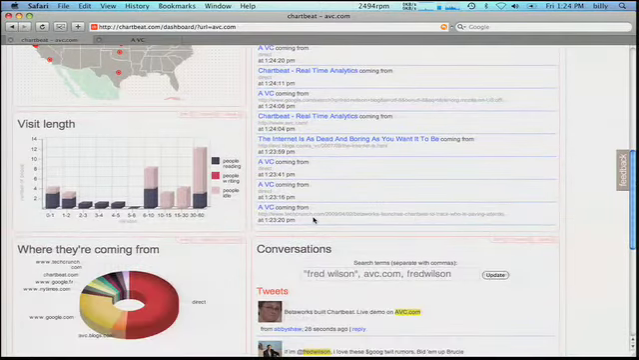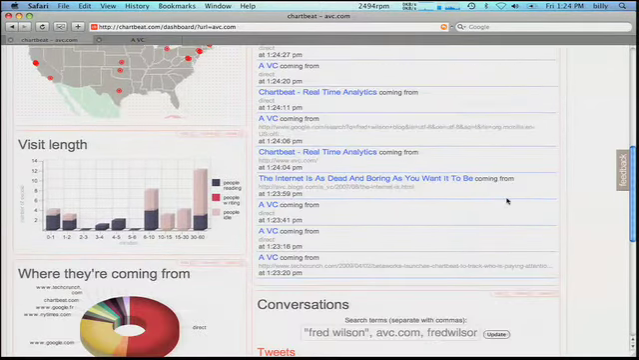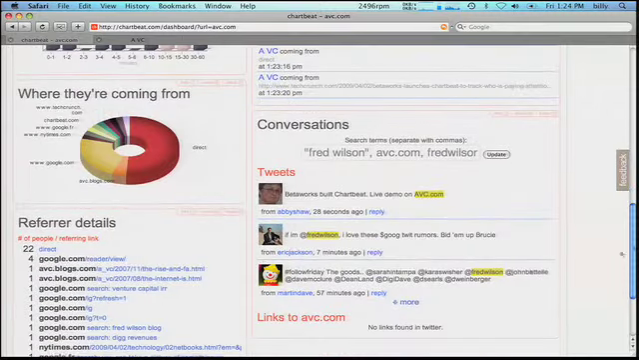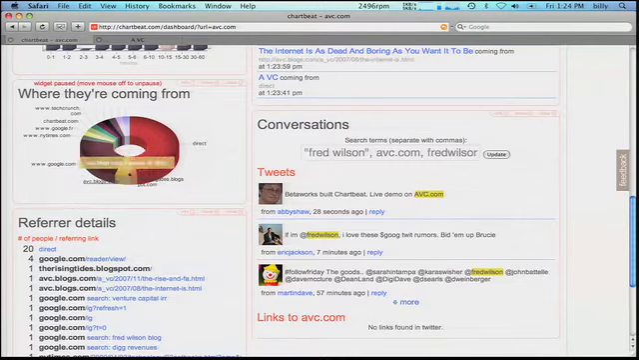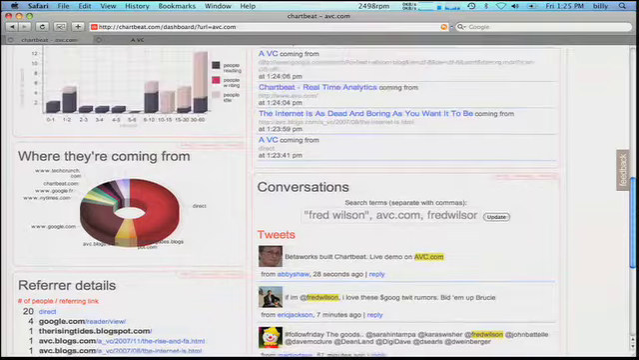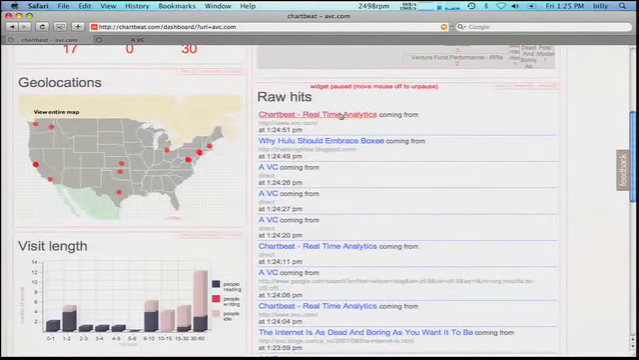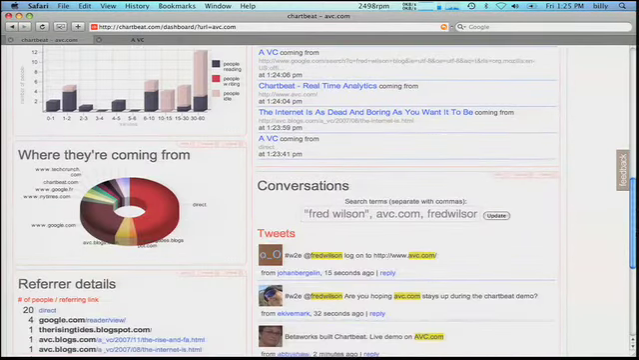I can also see visit length, how long people have been on the site. And then below that, we can actually see where people are coming from. And you'll notice that this is actually updating in real time. As people visit AVC, we see where it is that they're coming from, and then below that, the referrer details as well. We also see raw hits here, meaning individual pages that people are coming into AVC from, or if they're going from page to page within Fred's website.